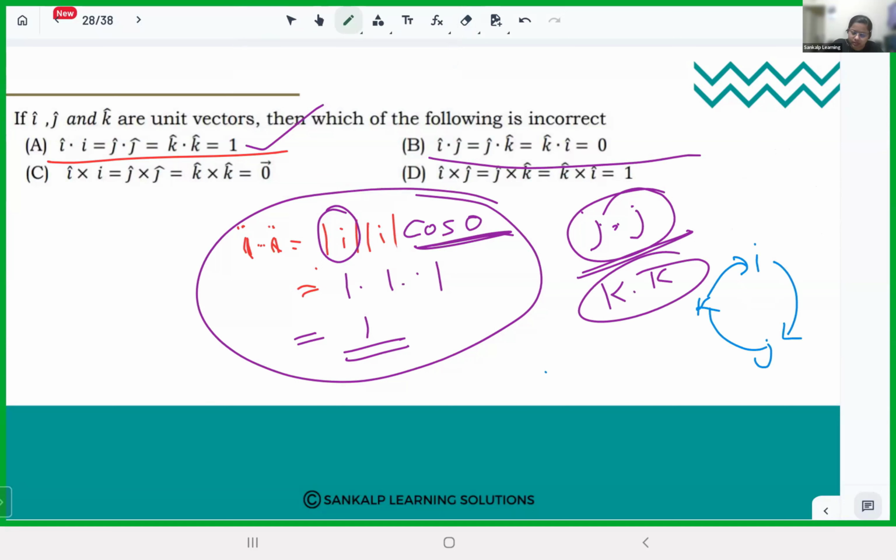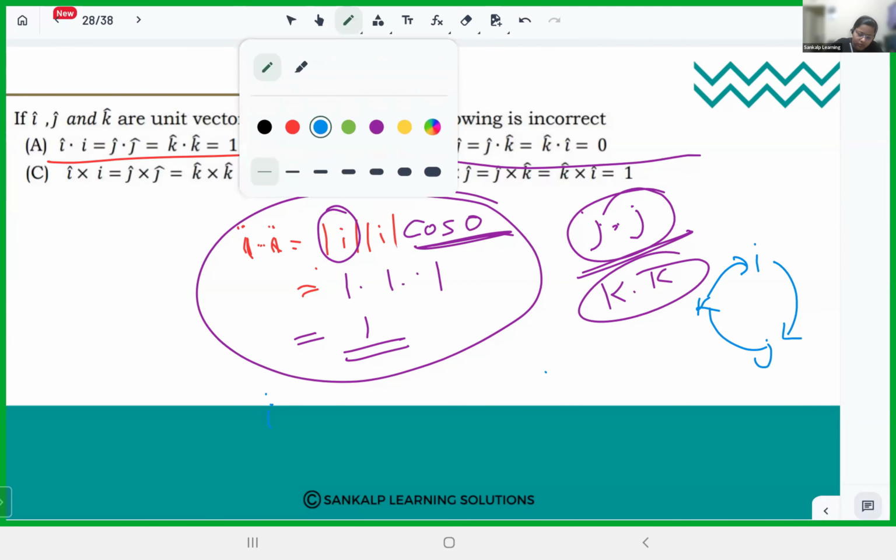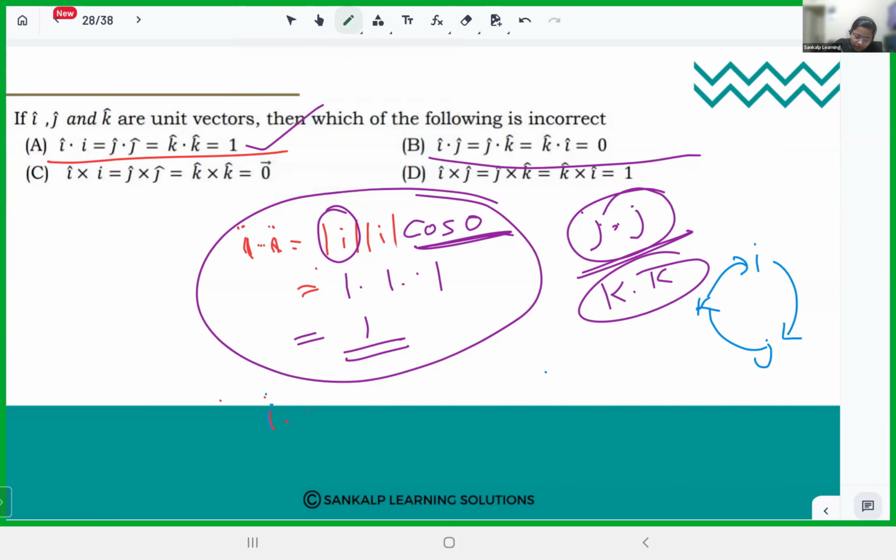So the second one is i dot j. What is i dot j? It will be magnitude of i into magnitude of j into cos of the angle. What is the angle between i and j? i, j, k are mutually perpendicular vectors. What do you mean by mutually perpendicular vectors? The angle between these vectors will be 90 degrees. So it is cos 90.